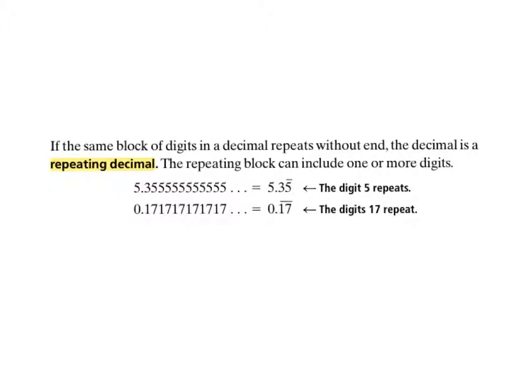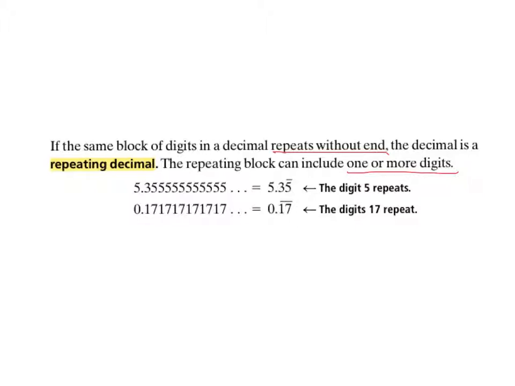Now, if the same block of digits in a decimal repeats without ever stopping, the decimal is a repeating decimal. The repeating block can include one digit or more than one digit, but it's the same block of numbers that repeats over and over again. So for 5.3555555, you would write that as 5.35 with a bar over the 5 at the end because that is the number that repeats.